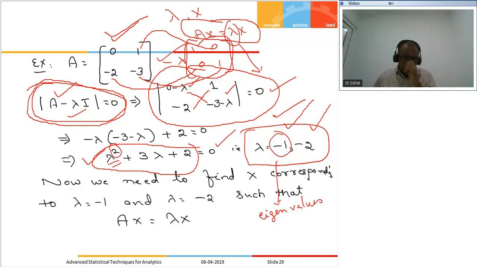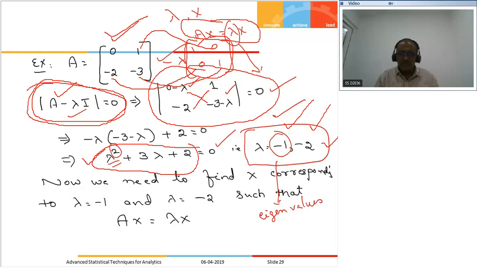Now, if we solve this equation, we'll get two roots. This can be written as lambda plus 1 into lambda plus 2 equal to 0. That means lambda equal to minus 1 and lambda equal to minus 2. That means for this matrix, we have eigenvalues. Now we need to find for this lambda what is the x that gives us this arrangement. Once we have the lambda value, for each lambda we have to find x such that we will get Ax equal to lambda x.